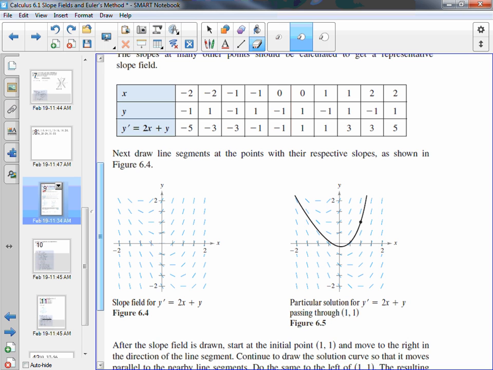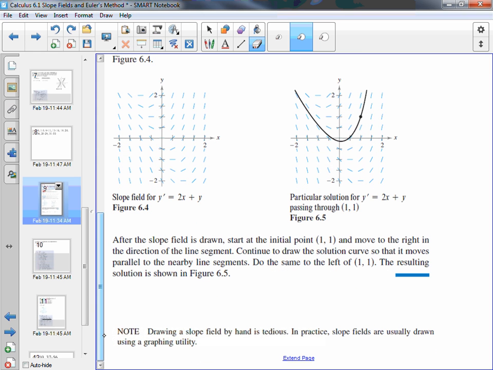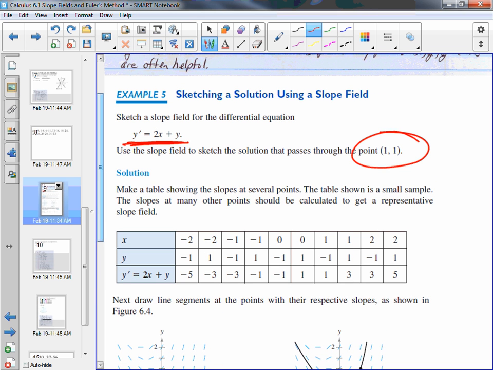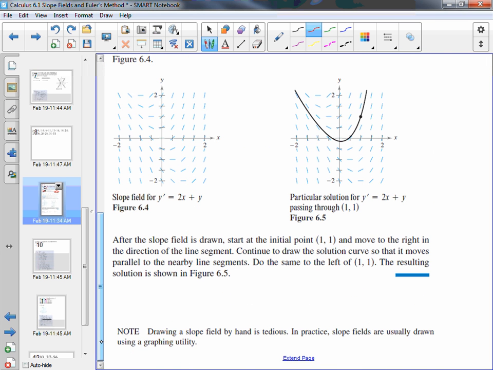Then, all right, so it says next draw line segments at the points with the respective slopes. That's what we've been doing. And then finally, once you have your slope field, after the slope field is drawn, start at the initial point 1, 1, because that's the one they told us to make the answer go through. So you start there and move to the right in the direction of the line segment. Continue to draw the solution curve so that it moves parallel to the nearby line segments. Then you do the same to the left of the point 1, 1.